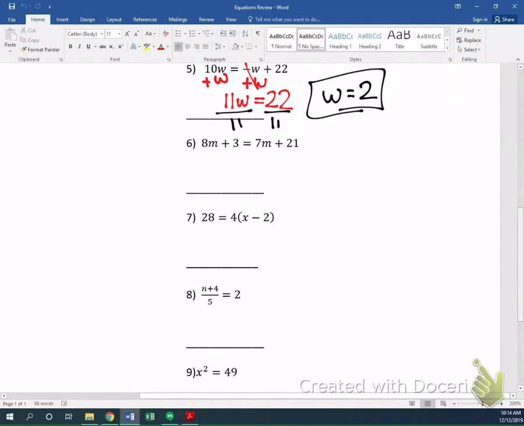All right. Number 6. What do I do? Subtract 3. You could start with subtracting 3. Normally we get all the variables together, but subtracting 3 would not be a bad move. So I'll just follow orders as given. 21 minus 3 is 18. Then what?